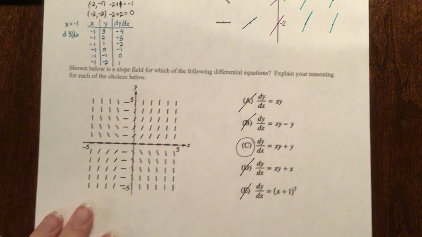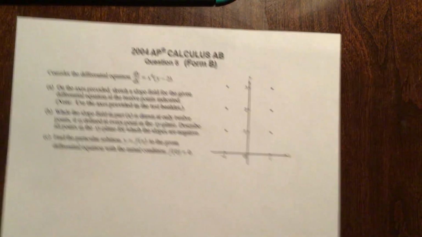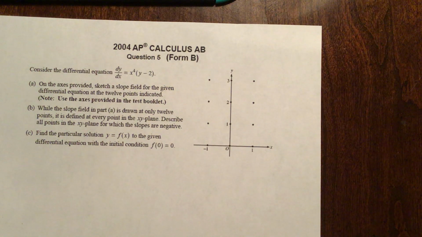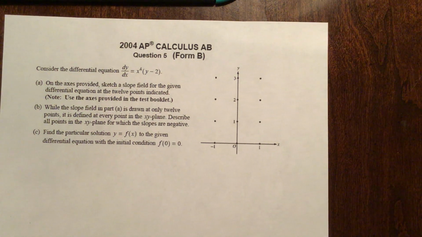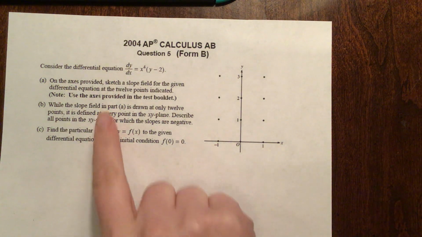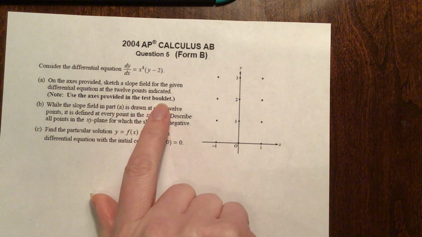We have one more page of this, and it's all an AP question. Oh, I guess we have a couple more pages. Anyway, this AP question, we consider this differential equation dy dx equals x to the 4th times y minus 2. On the axes provided, sketch a slope field for the given differential equation at the 12 points indicated. Use the axes provided in the test booklet.